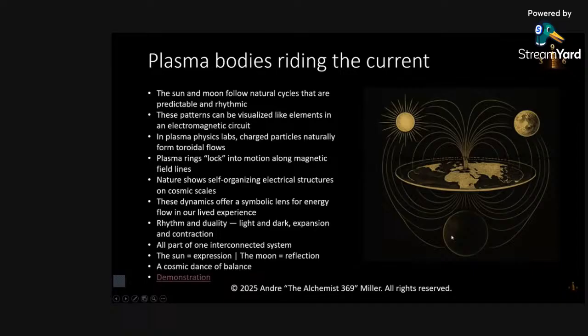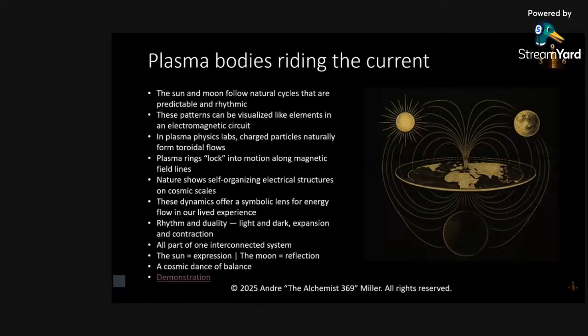And when it contracts, it lessens the field, and therefore the sun is then able to ride the magnetic current outward, and that's when we'll have summer in the southern hemisphere, right? The sun is the expression of this core, and the moon is the reflection, right? Everything is balanced here.